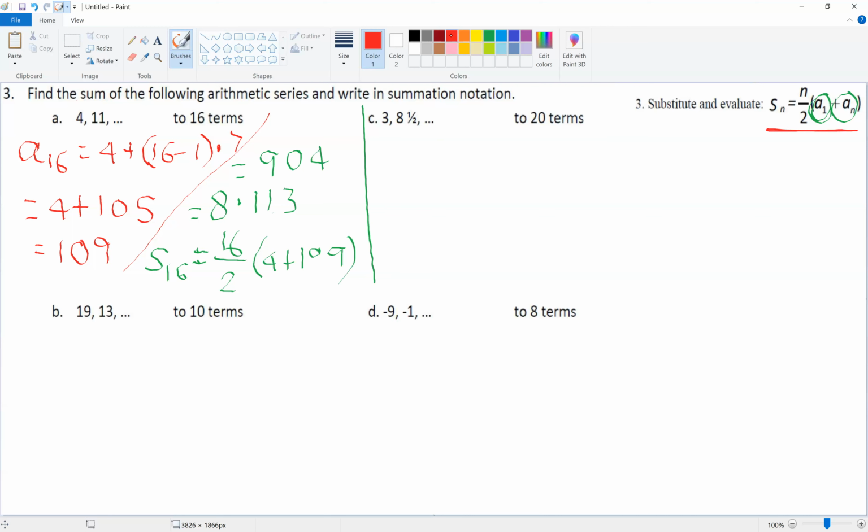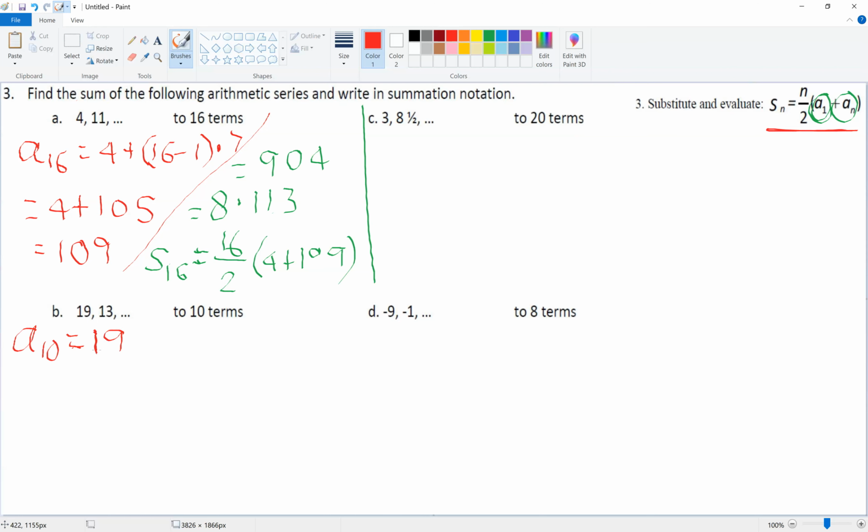For B, what I did was, let me see. Sn equals n over 2 times, in parentheses, 2 times u1 plus, in parentheses, n minus 1 times d. That was the formula I used. I substituted and I got the sum of the first 10 terms equals 5, which is just 10 over 2. So 5 times, in parentheses, 2 times 19, which is the first term, times, in parentheses, 10 minus 1, which is the n minus 1, times negative 6, which is the difference. And after doing the calculations, I got negative 2052.